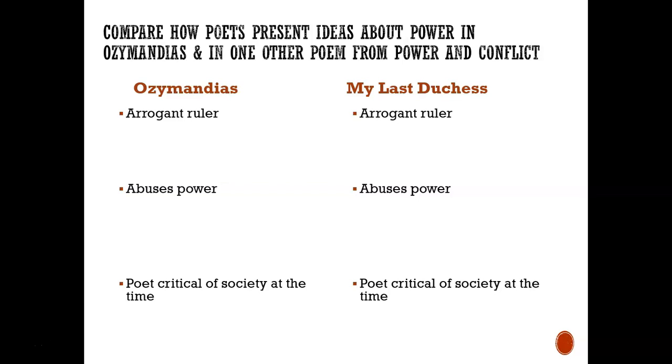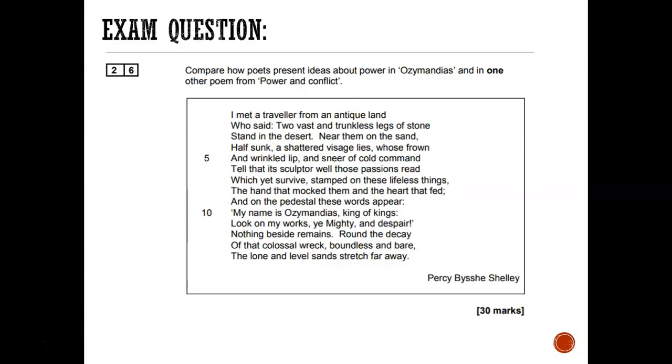So they're both arrogant rulers. They both abuse power. And then, to bring in context, both poets were critical of society at the time. Specifically, I would say the rulers of the time and those in authority at the time. Think about those 3 points. Now, go back to Ozymandias.